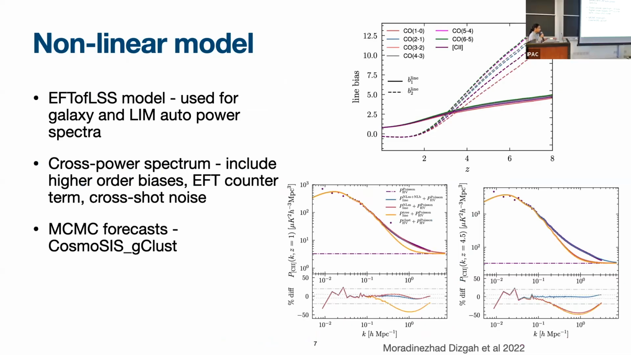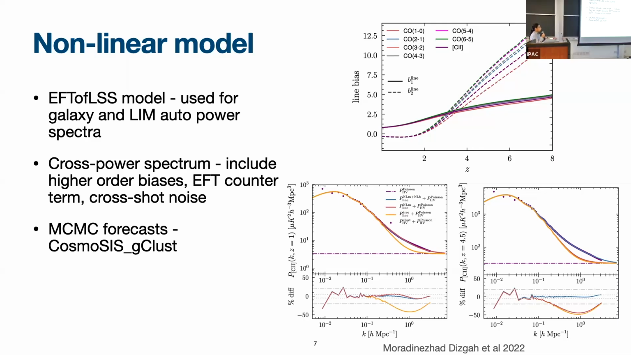So such EFT LSS models have been used for galaxy and line autopower spectra. For example, for CII lines, it has been used in Moradinezhad Dizgah et al. They showed that at about redshift 3, the quadratic bias becomes almost equal to the linear bias, and hence it's important to include those in the models as well. And even in the power spectrum, we can see that at about redshifts of 1, it's the nonlinear matter power spectrum that is important. But when we go to higher redshifts, including the nonlinear biasing also becomes very essential.